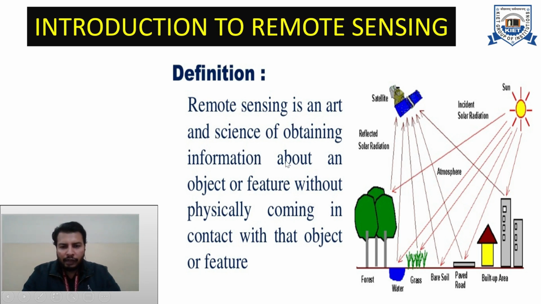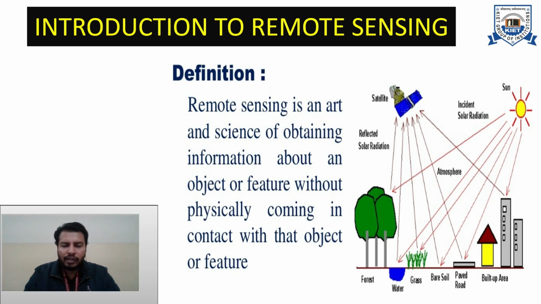So we are not capturing those details by coming into physical contact. So what does the definition say? Remote sensing is an art and science of obtaining information about an object or feature. It can be an object, it can be a feature, it can be anything, without physically coming into contact with that object or feature. So we are not making physical contact, still we are able to record some information or data about that particular object. This type of technique is called remote sensing.